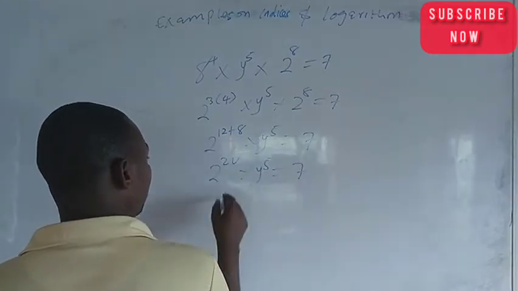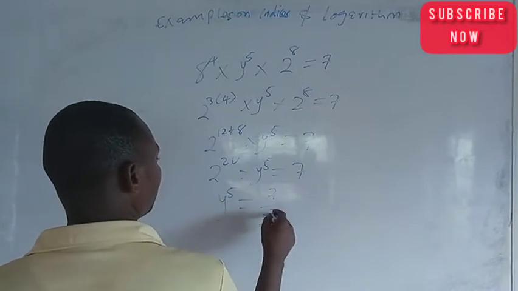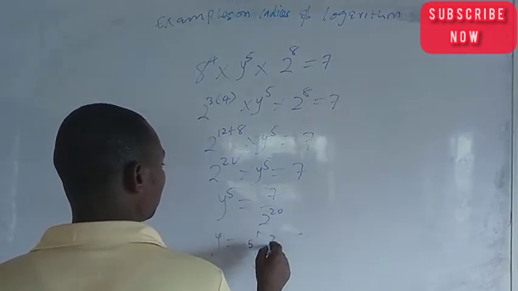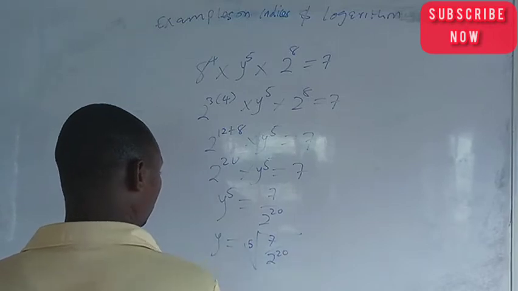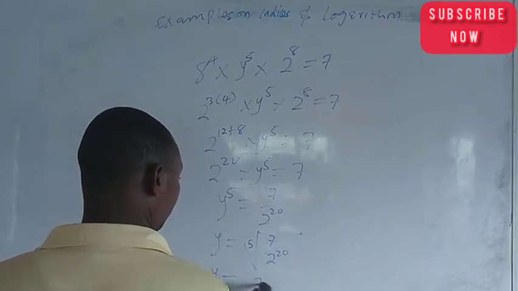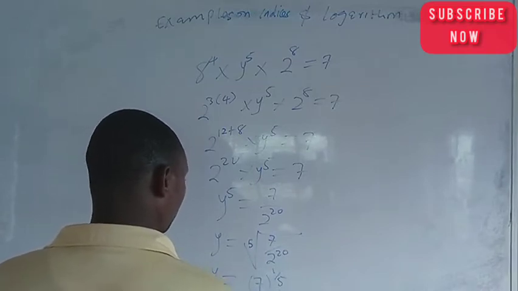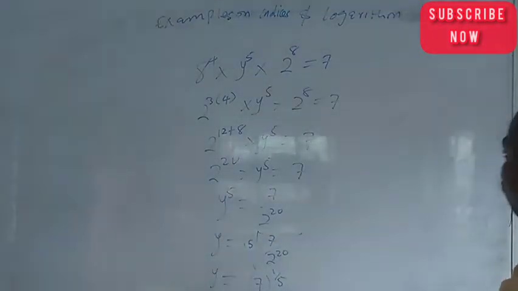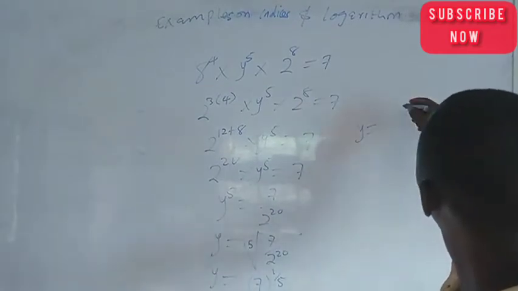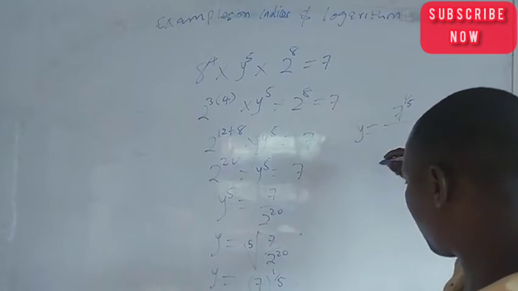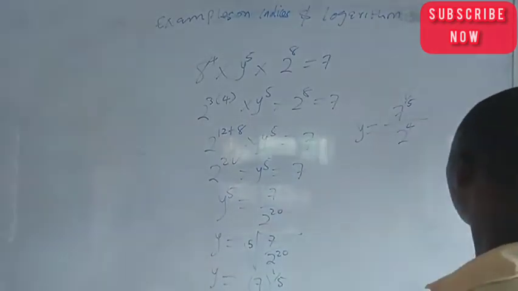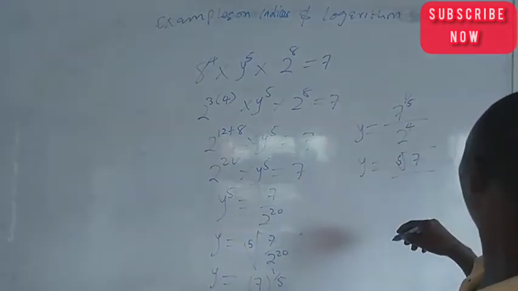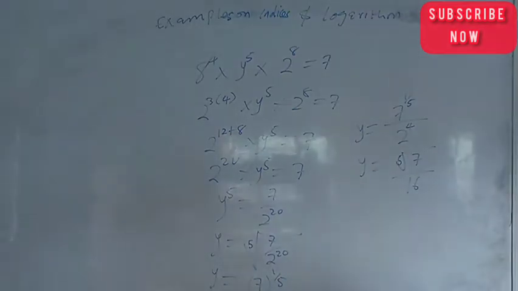So now we are looking for y, which gives us 7 over 2 raised to the power 20. So that means y equals the fifth root of 7 over 2 raised to the power 20. So y is equal to 7 raised to 1 over 5, over 2 raised to 20 times 1 over 5. Which means y is equal to 7 raised to 1 over 5, over 2 raised to the power 4. So y is equal to the fifth root of 7 over 16. So that's the answer to the question.